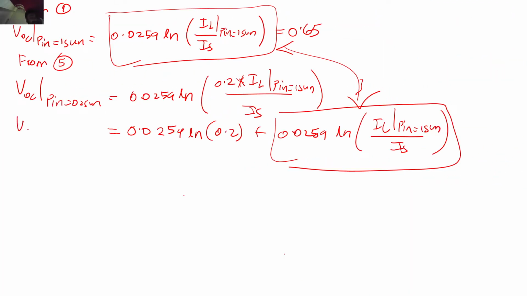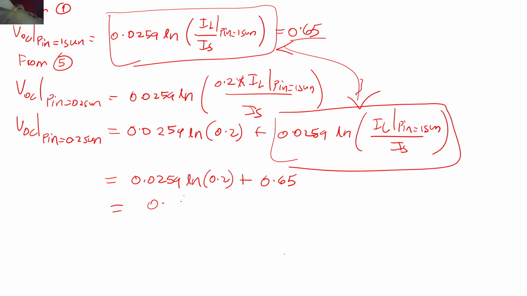Sorry, VOC at P_in equal to 0.2 suns. This term I already know because it is given to me as 0.65. So your answer will be 0.0259 times ln of 0.2 plus 0.65. And the moment you calculate this, you will get around 0.608 volts.